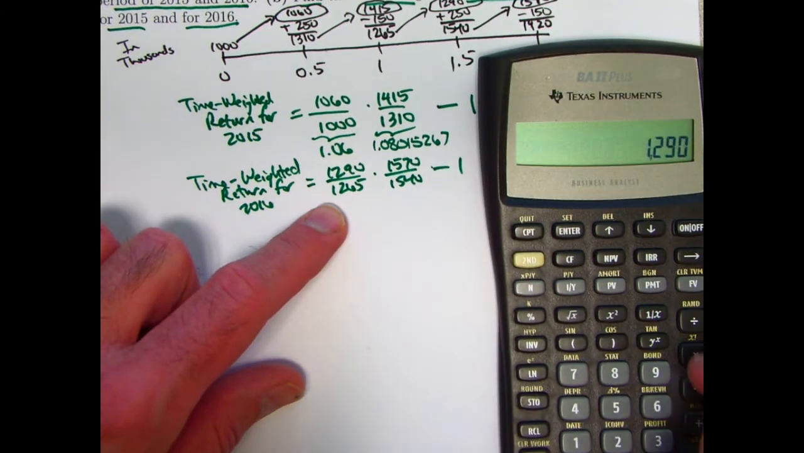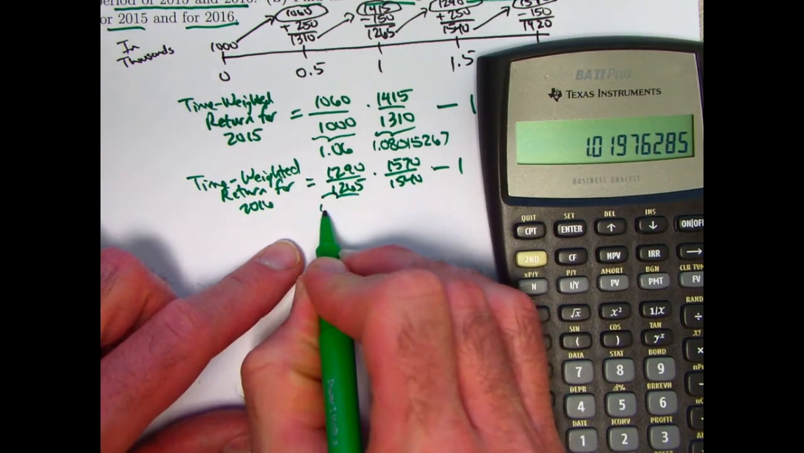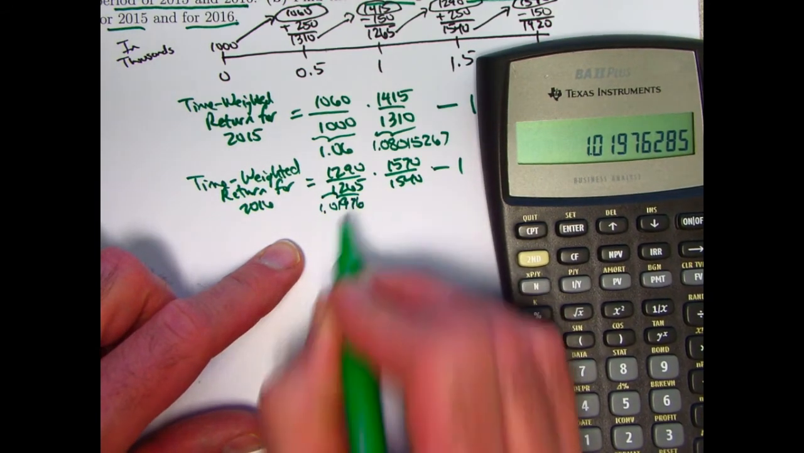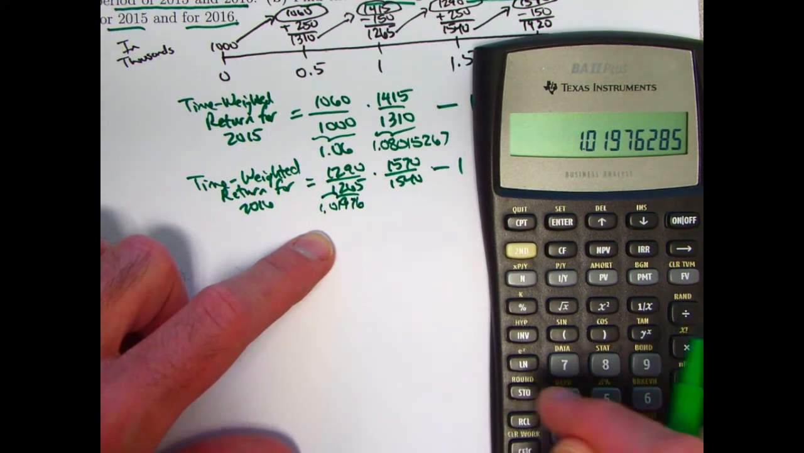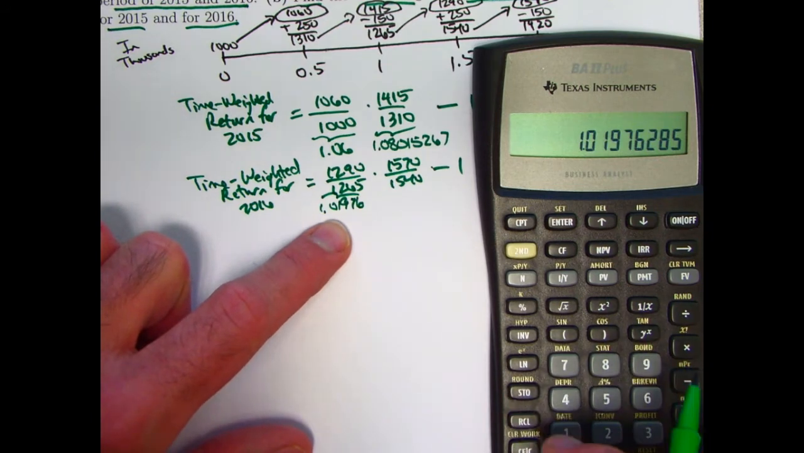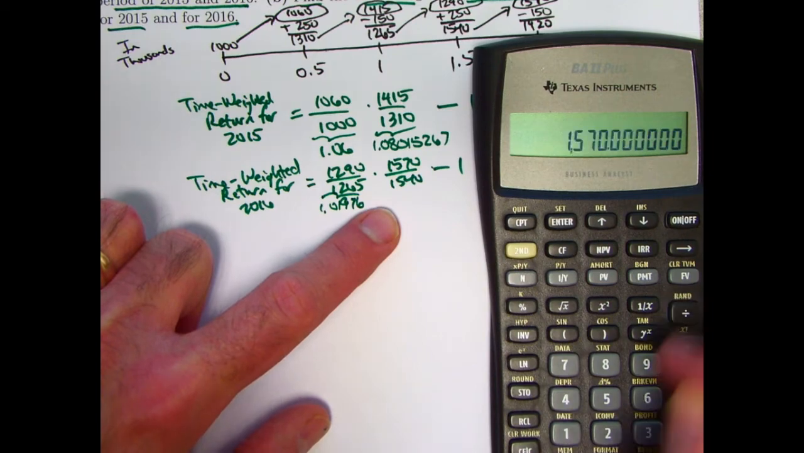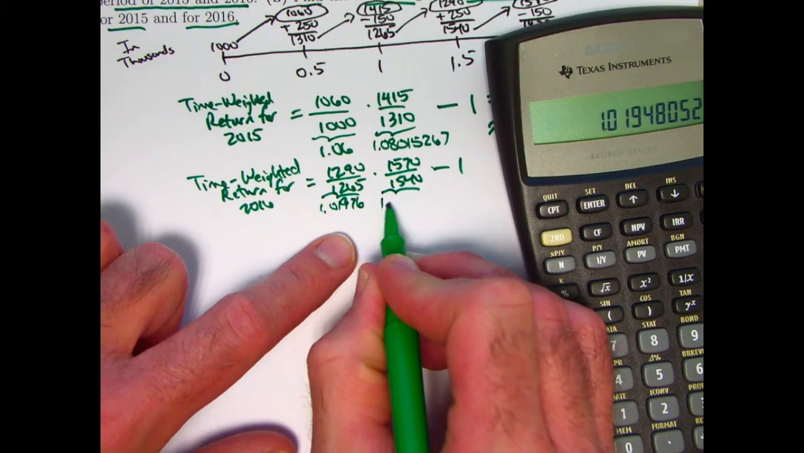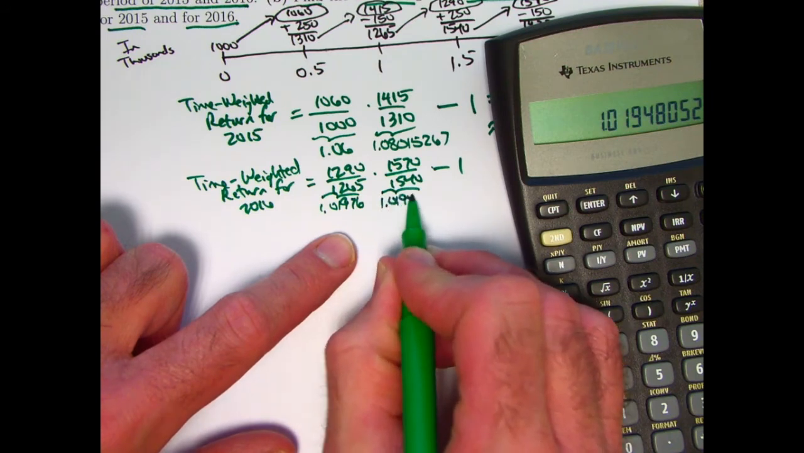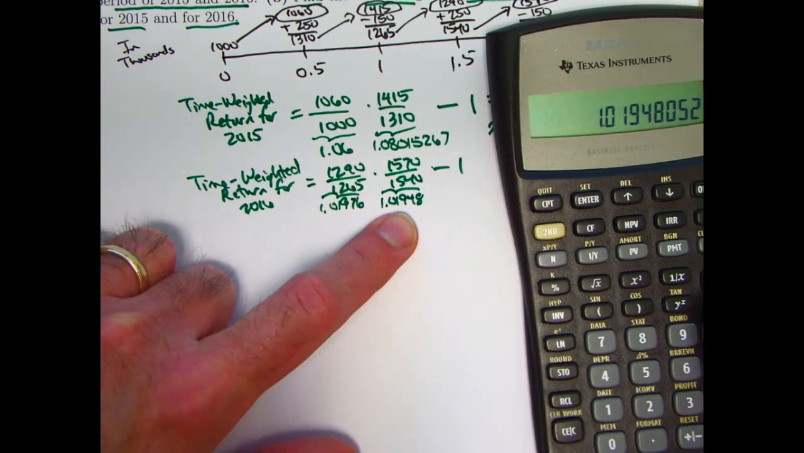1290 divided by 1265. That's about 1.01976285, about 1.976% growth. Instead of writing all those out, I'll just store this in register 1. Then 1570 divided by 1540 is also not very much growth. This is 1.01948, about 1.95% growth, a little bit smaller yet.